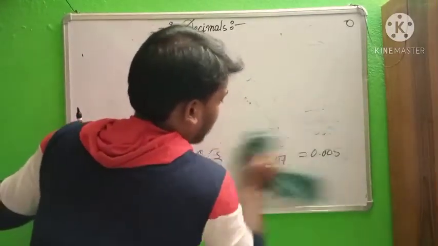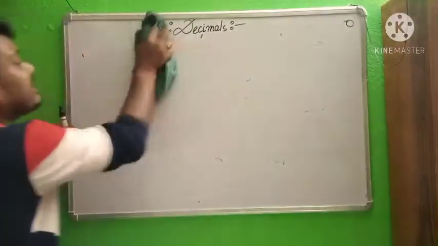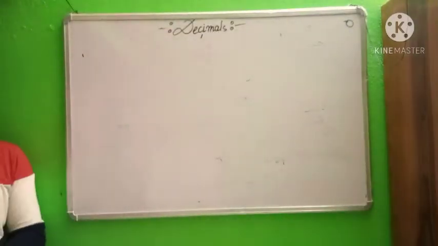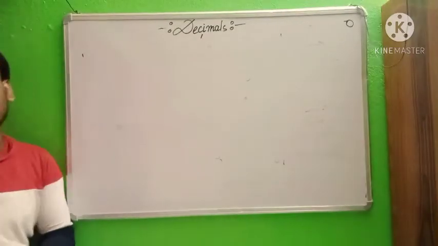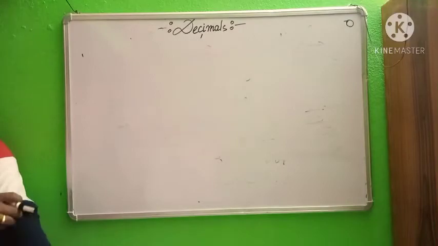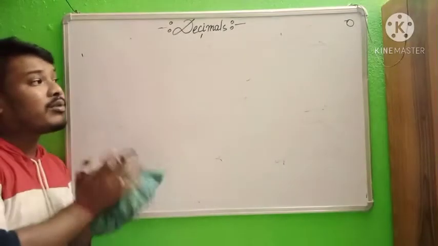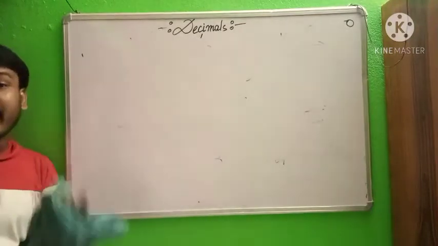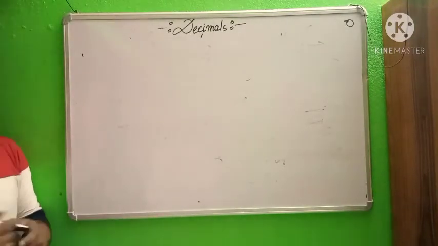From here we can write the expanded form. So what is the meaning of expanded form? You already learned in previous class also. What is the meaning of expanded form? Expanded form means we have to write the given number as the sum of place values of the digits.